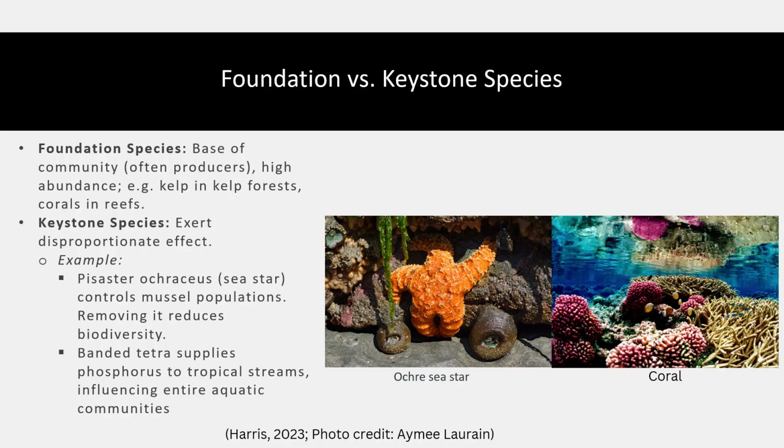One example of this is the sea star. If we were to remove them, mussel populations would start to increase and dominate that area, reducing biodiversity. Banded tetras are another example, and they affect nutrients, supplying phosphorus that shapes those tropical streams and communities.